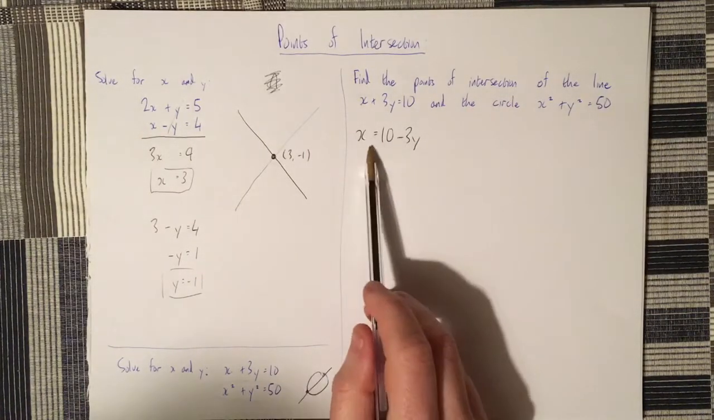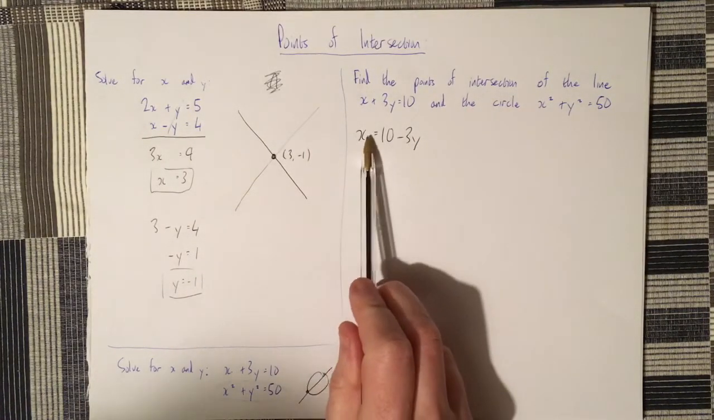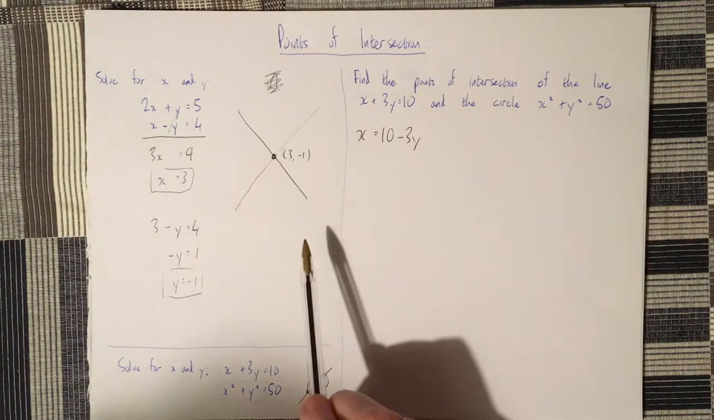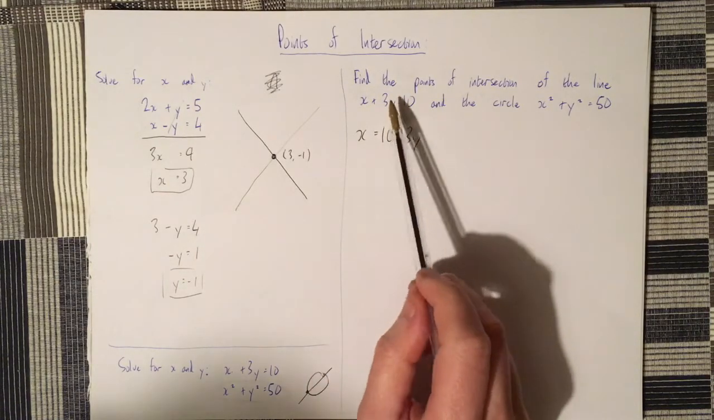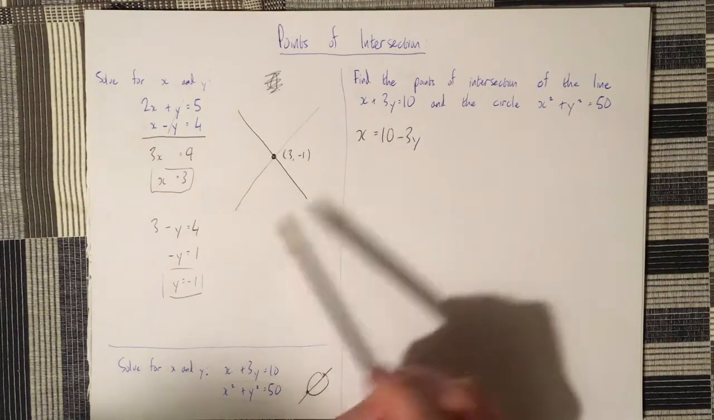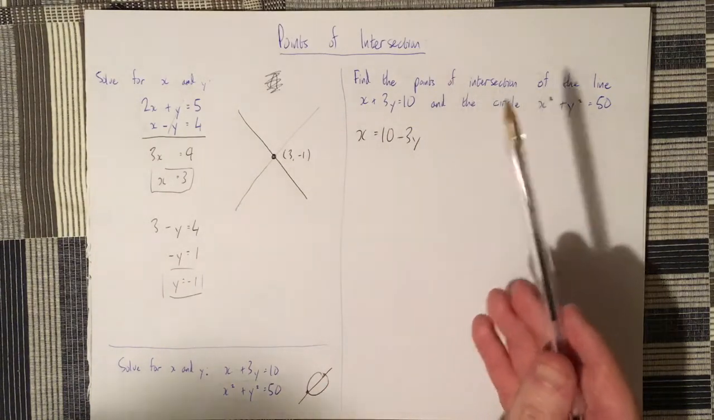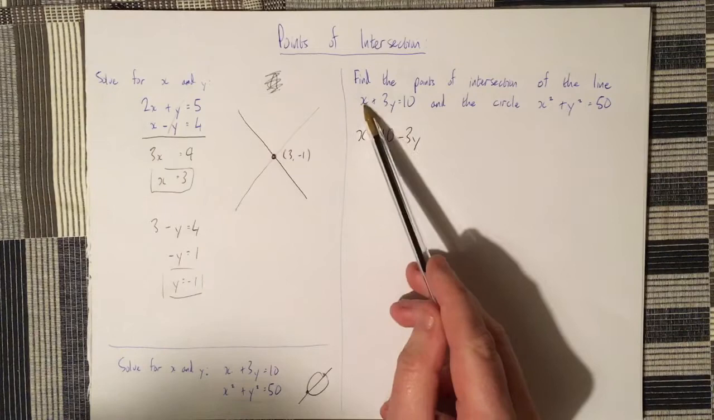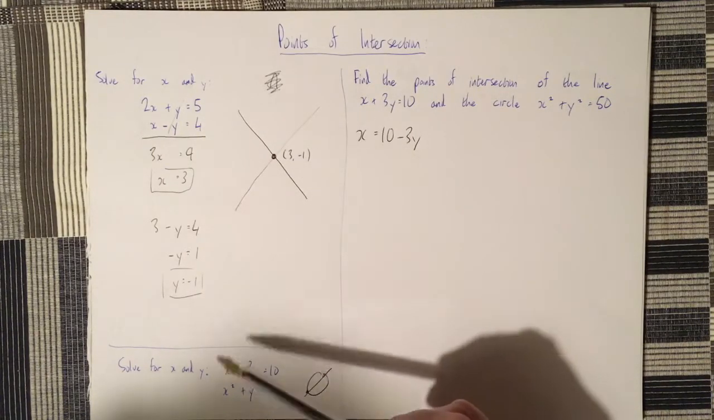All right, so that's my first step, is to get x equals something. The reason I wouldn't do the y is to get y on its own, you'd need to divide across by 3 and you'll end up dealing with fractions where you don't have to. So way easier to isolate the x, get the x on its own.